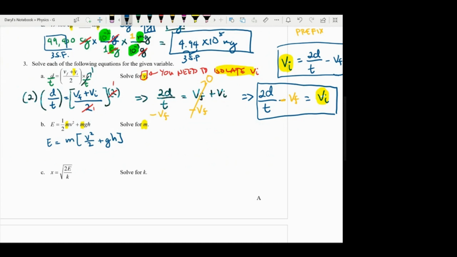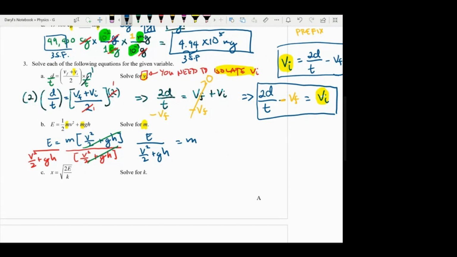And in a way, if I'm going to divide both sides by the same exact term, that means that I can cancel that one out. So if I do v squared over 2 plus gh on both sides, I can cancel this one out here, leaving my m on one side. So you have e over v squared over 2 plus gh is equal to m.